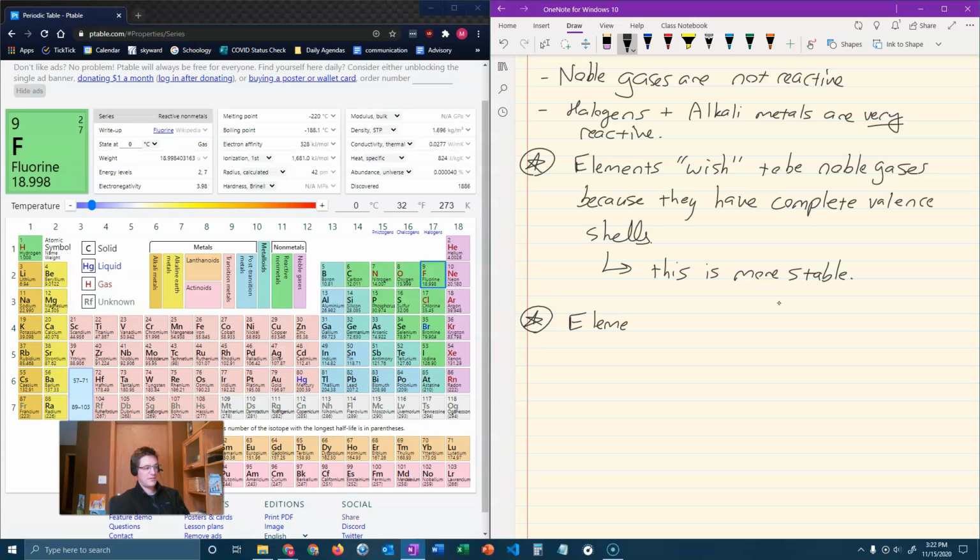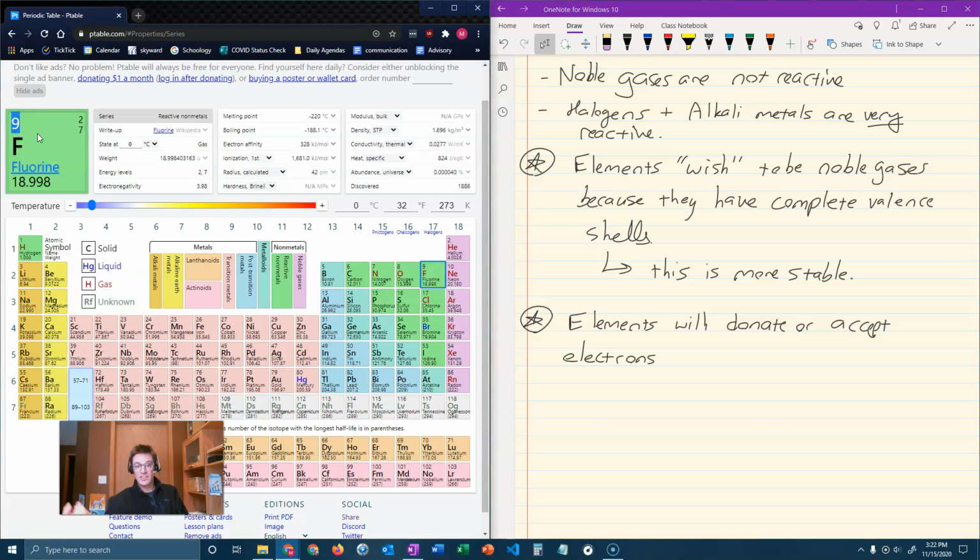Elements will, okay, they will donate sometimes, or they will accept, whatever they have to do. They will give away electrons, or they will take electrons in order to get that full valence shell. And this is the new thing for this unit. Okay, all along we've been saying if the element is number 9, then that has 9 protons and it has 9 electrons. Well, now you need to take a step beyond that. You see, fluorine can get an extra electron. There's a way that it can do that. Okay, and when it does, that's a chemical reaction happening.